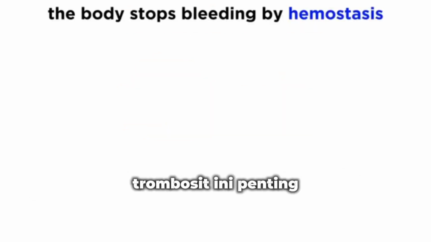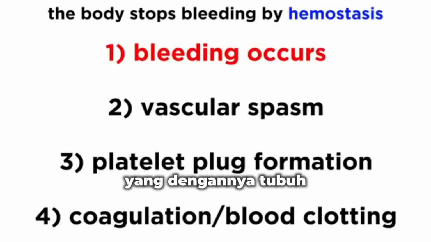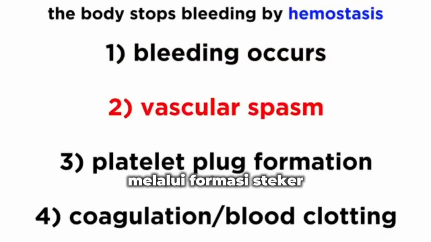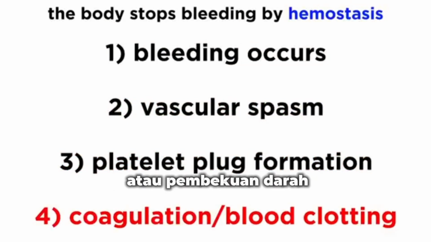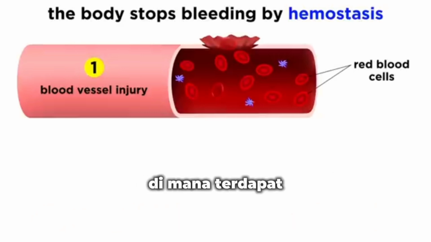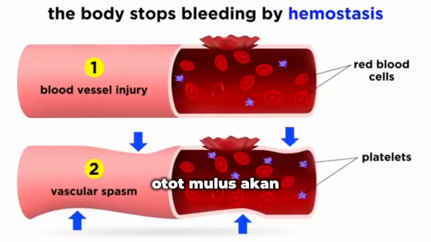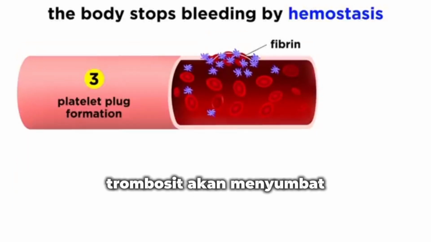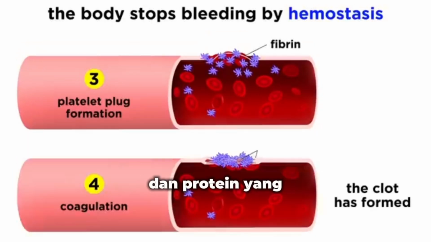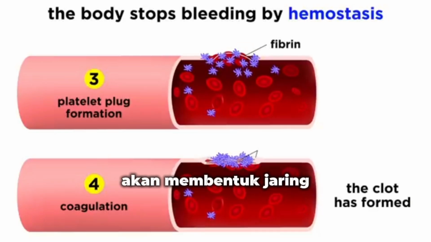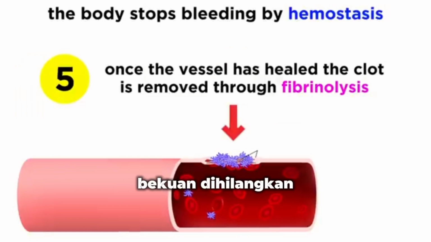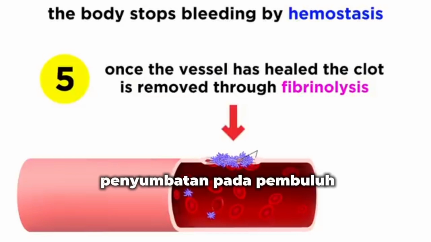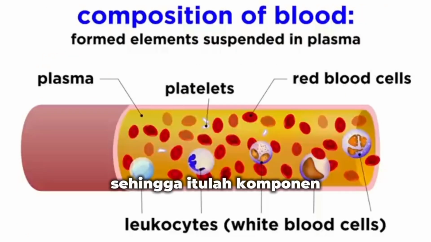These platelets are important during hemostasis, which is the process by which the body will stop bleeding through vascular spasm, platelet plug formation, and then coagulation, or blood clotting. This essentially means that where there is damage to a vessel, smooth muscle will contract, platelets will plug the tear, and a protein called fibrin will form a mesh to patch everything up. Once the vessel has healed, the clot is removed through a process called fibrinolysis, so that there is no blockage in the vessel. So those are the components of blood.